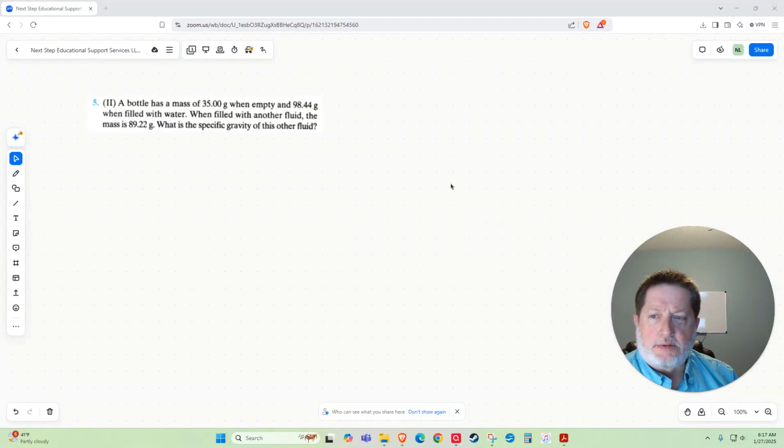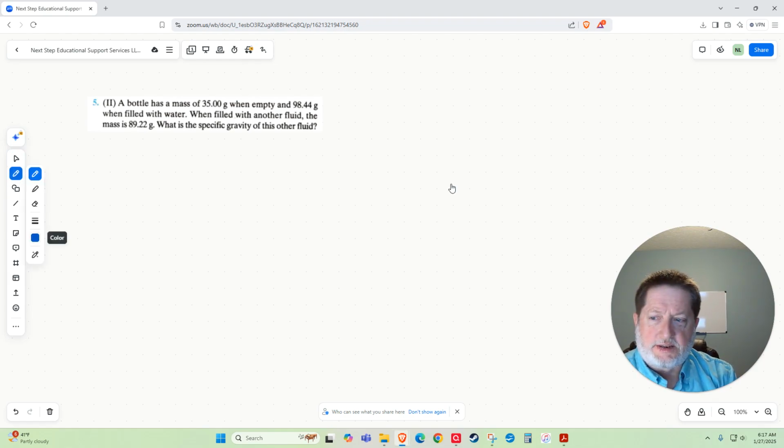The problem reads, a bottle has a mass of 35 grams when empty and 98.44 grams when filled with water. When filled with another fluid, the mass is 89.22 grams. What is the specific gravity of this other fluid?